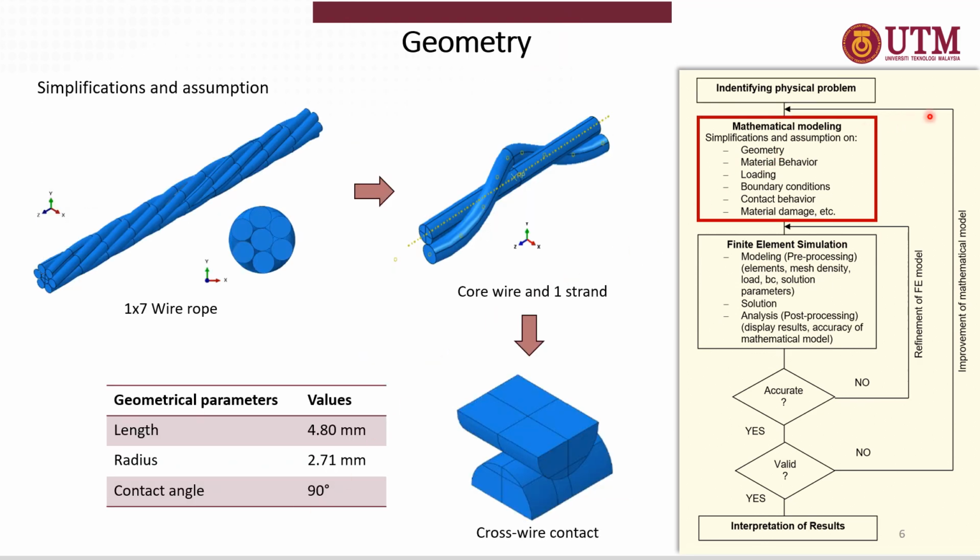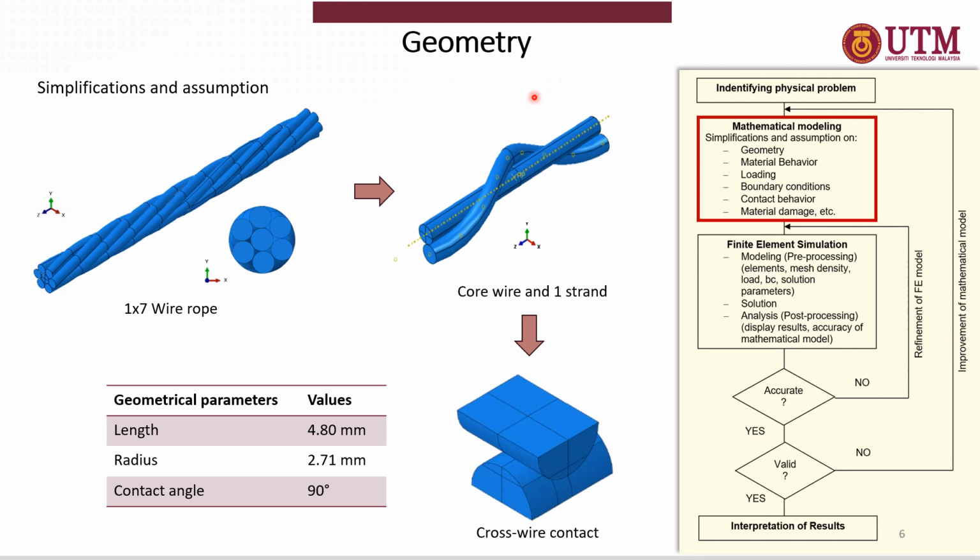Okay, so we have identified the problems, which is one, we want to see the wear occurrence, and then number two, we want to predict its fatigue level. We call it the reliability of the wire rope. So we can move on to the next step, which is the mathematical modeling. So there are various items under mathematical modeling, so we will go through them one by one. So first, we would like to see the geometry.